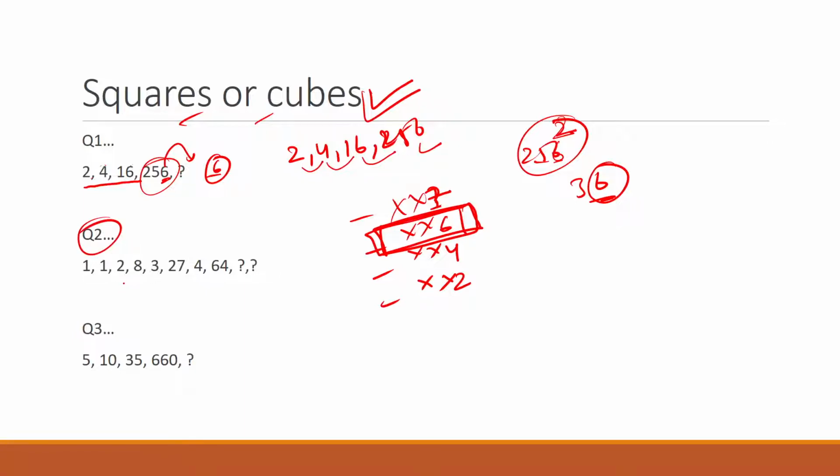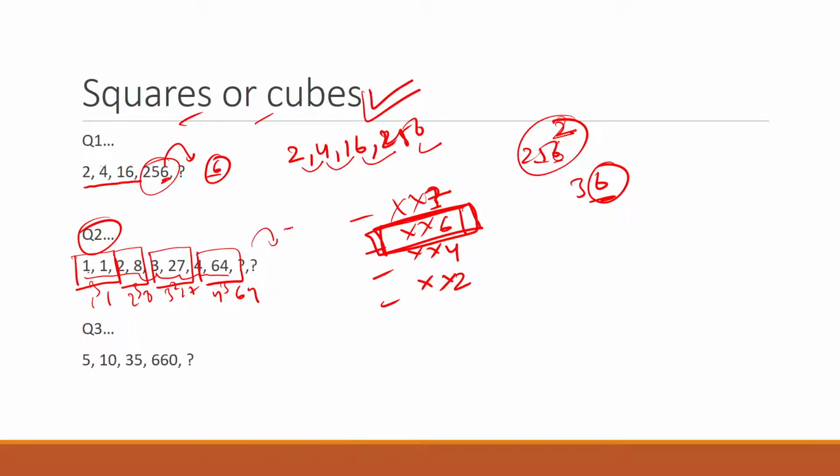Now this question is like this: 1, 1, 2, 8, 3, 27, 4, 64, and so on. So when you see it for the first time, it is very complicated. Numbers are increasing up to this point, and then it decreases, and then it starts increasing again. But if you take two terms at a time, then you can find a pattern here: 1 cube is 1, so this is the first one. 2 cube is 8, 3 cube is 27, 4 cube is 64.